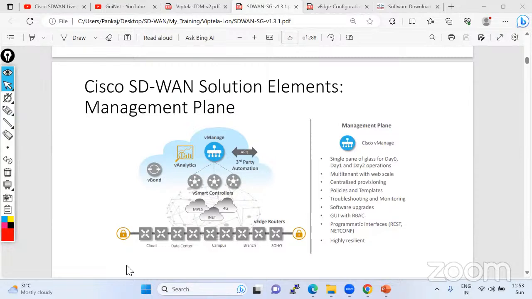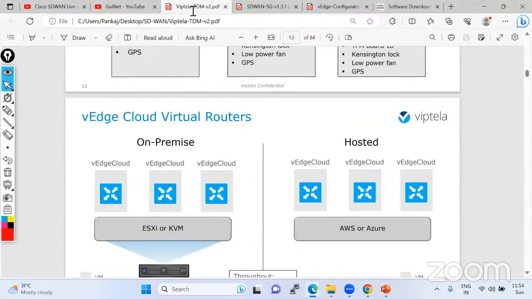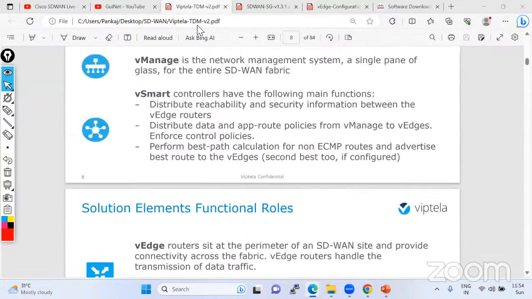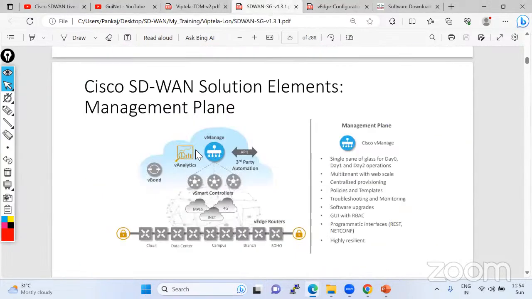Okay, sure. So vAnalytics is not part of the Cisco SD-WAN terminology, but think of it as something we can integrate for analysis. Let me show you one slide so you can understand. See, third party integration, vAnalytics.